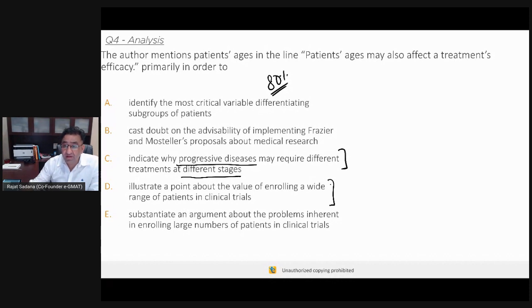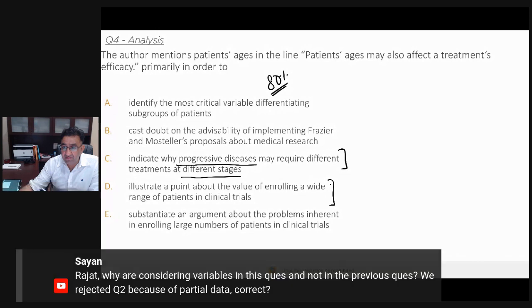Sayan, that's a great question. Sayan's question is, why are we considering the variables in this question or in the previous question? Because this question considers the study with a limited number of variables. The prior question considered the study with larger variables. And the question is, what is the advantage of a study in which you only enroll an ideal set of patients? What's that one advantage that you think it would have? The one advantage is you'd have to analyze fewer variables. Does that help, Sayan?